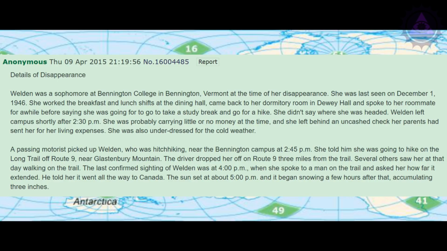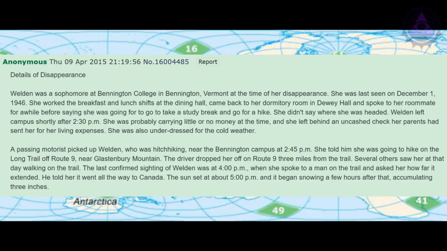A passing motorist picked up Welden, who was hitchhiking, near the Bennington campus at 2:45 p.m. She told him she was going to hike on the Long Trail off Route 9, near Glastonbury Mountain. The driver dropped her off on Route 9, 3 miles from the trail. Several others saw her that day walking on the trail.